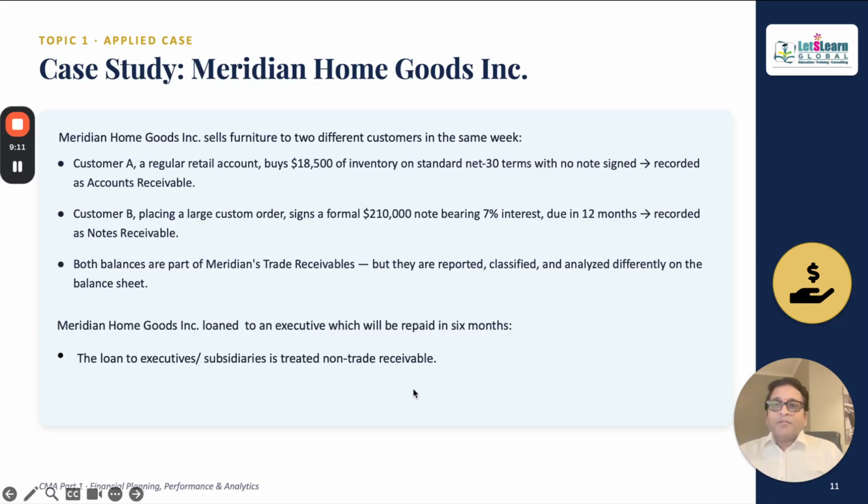Let's take one more example here. Meridian Home Goods loaned money to an executive which will be repaid in 6 months. One of your executives asked for some financial support which you gave him. So loans to executives, loans to subsidiaries are also receivables, but they are non-trade receivables. Hope it is clear.